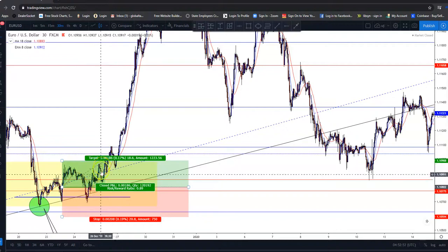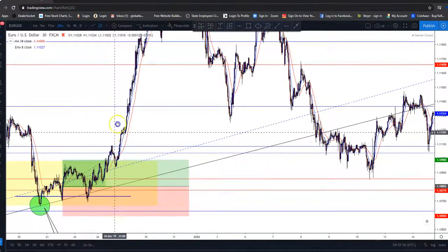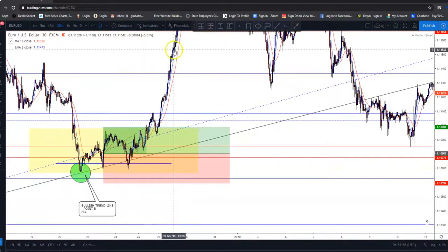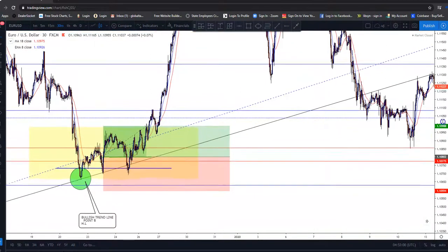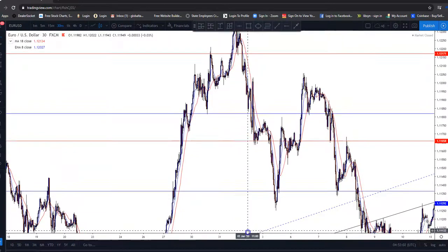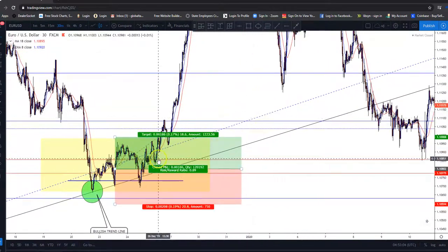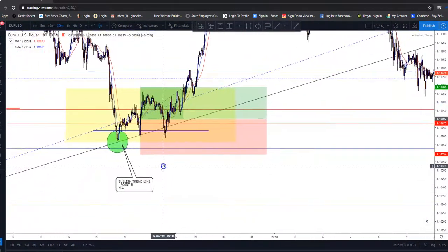So I can enter within here and just take these short-term trades, as long as I keep following it. At this point, I would have definitely done that. And that's where my stop loss would have been. So 20 pips.